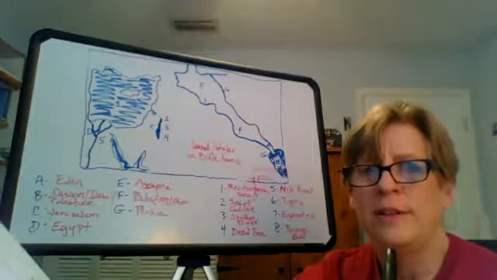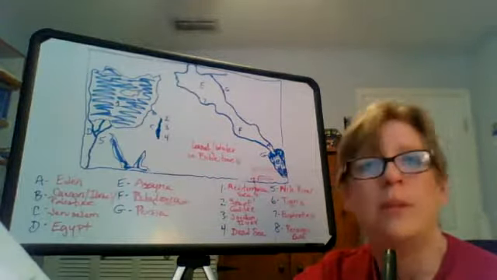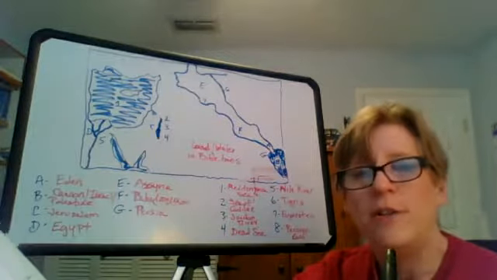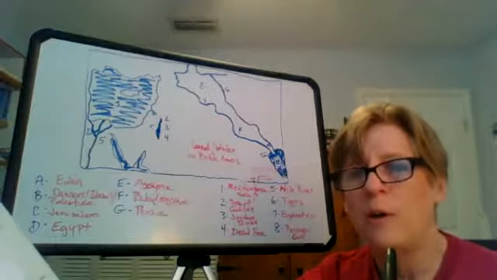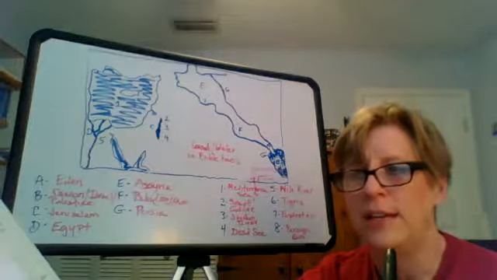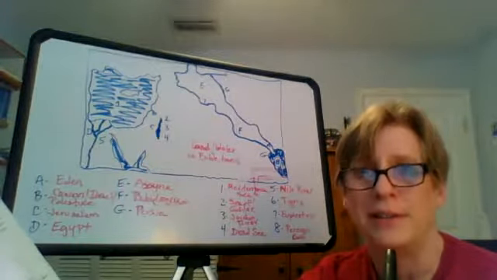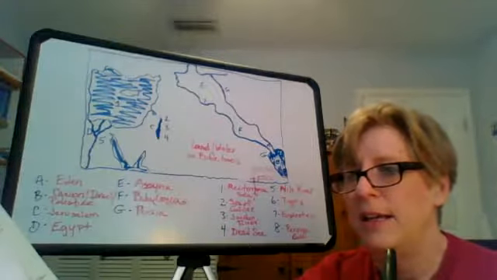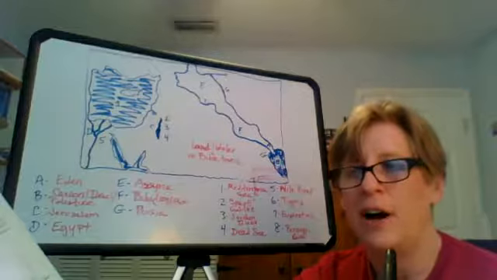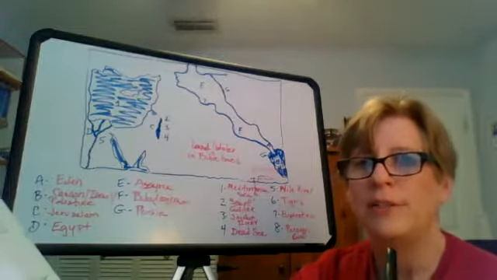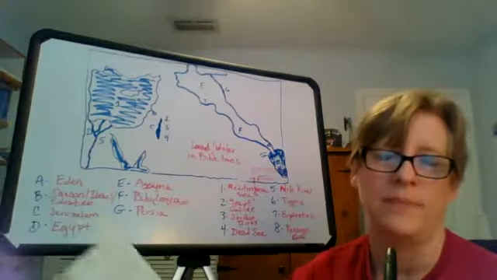F, and this is another fascinating one, Babylonia. Another gigantic world power. This fabulous, albeit short-lived nation, they conquered Assyria. Okay? It also conquered the southern kingdom of Judah 136 years after Assyria conquered the northern kingdom.